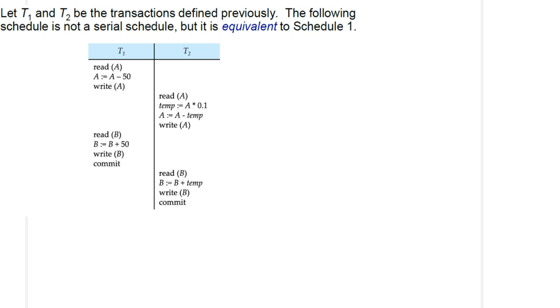Next is to check whether this schedule is consistent or inconsistent. Now this schedule is not a serial schedule, it is a concurrent schedule. Okay, so such a schedule is called a concurrent schedule. Now we have to check whether it is concurrent consistent or concurrent inconsistent. So same, we will take the values of A and B. Let's say A is equal to 600 and B is equal to 400, right?